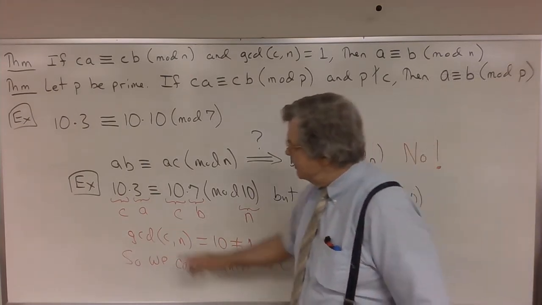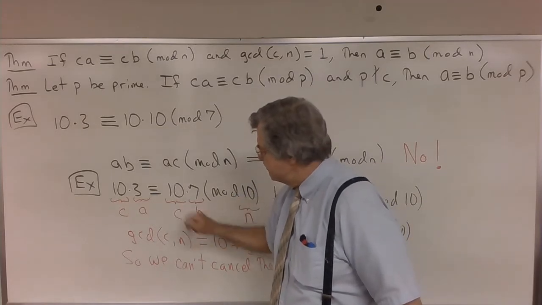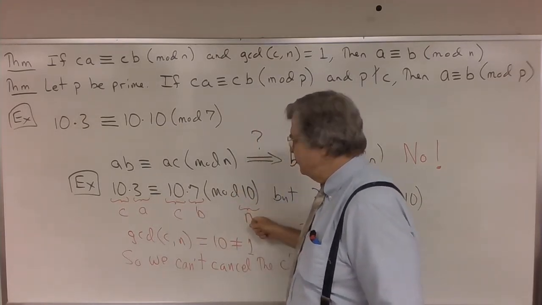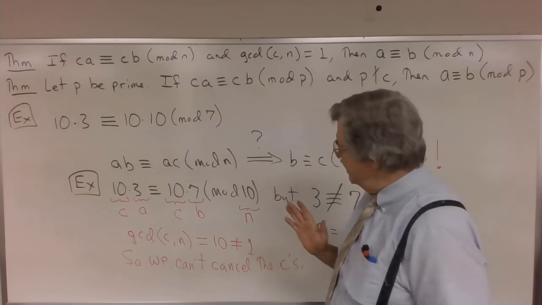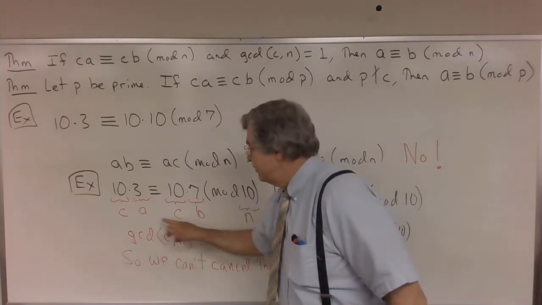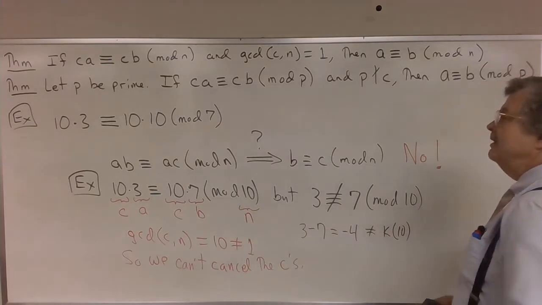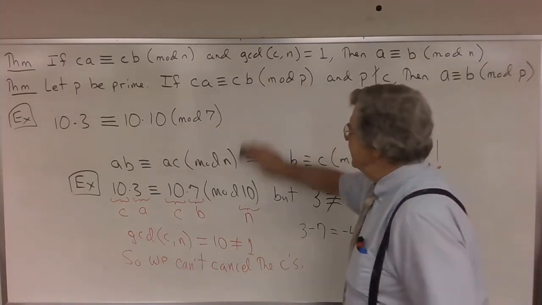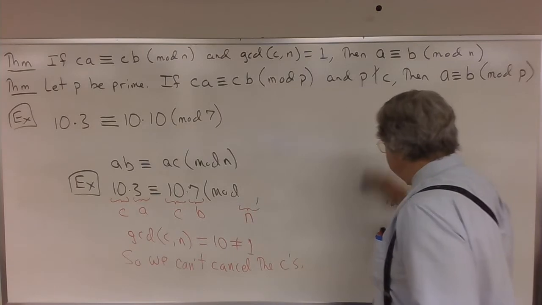In the example that we just did, 10 was C, and 10 was also N. The greatest common divisor of the two was not equal to 1, so we couldn't cancel the C's. Let me get rid of this example now.